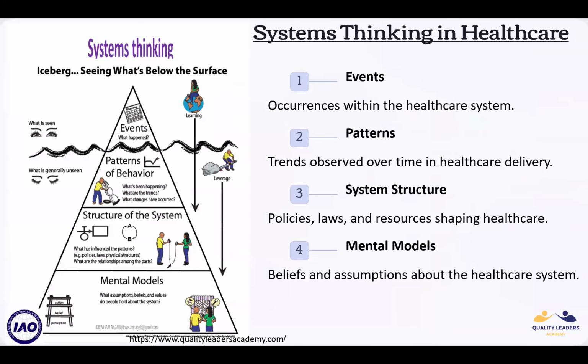Now, we shift from who leads to how leaders think. That is systems thinking in healthcare. See, it has four layers: events, patterns, system structure, and mental models. What's an event? An event is a single incident. Let's take the example of a medication error. So, an event is a single incident of a medication error.